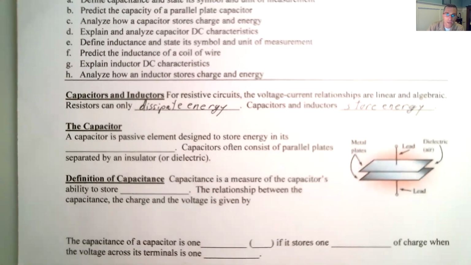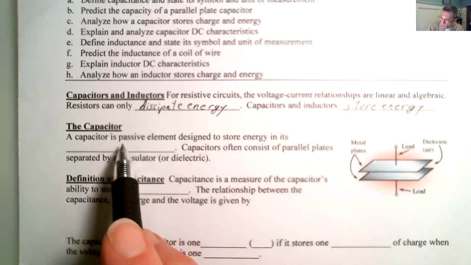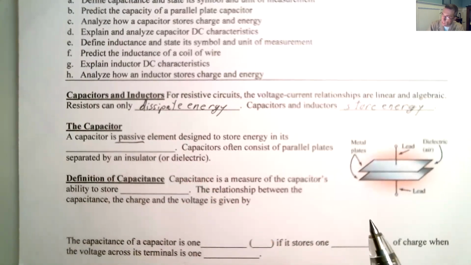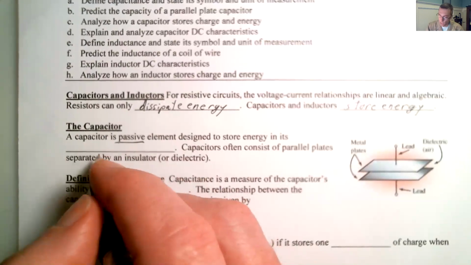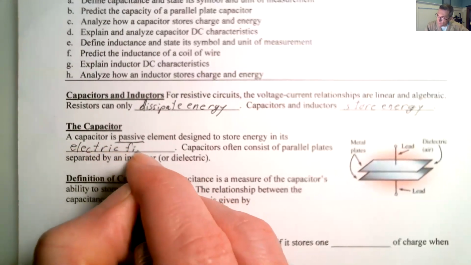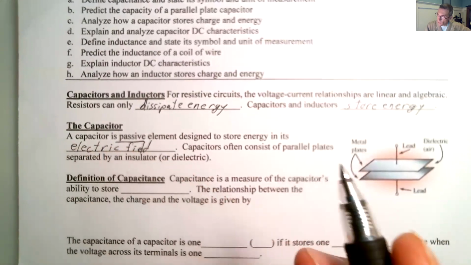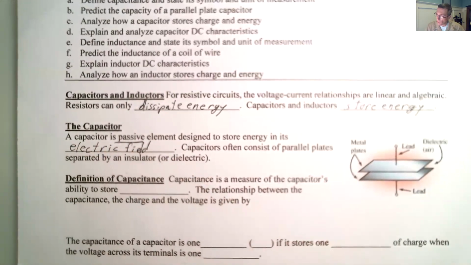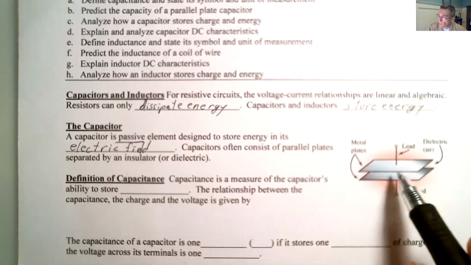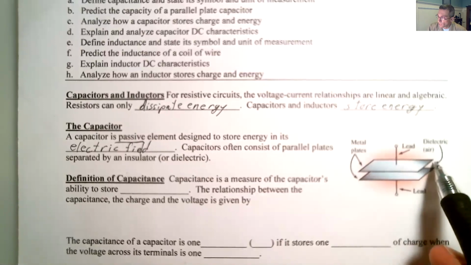A capacitor is a passive element, just like a resistor. They're both passive. It's a passive element designed to store energy in its electric field. Capacitors often consist of parallel plates separated by an insulator or dielectric. Like the diagram here shows, you've got the two parallel plates and some dielectric.